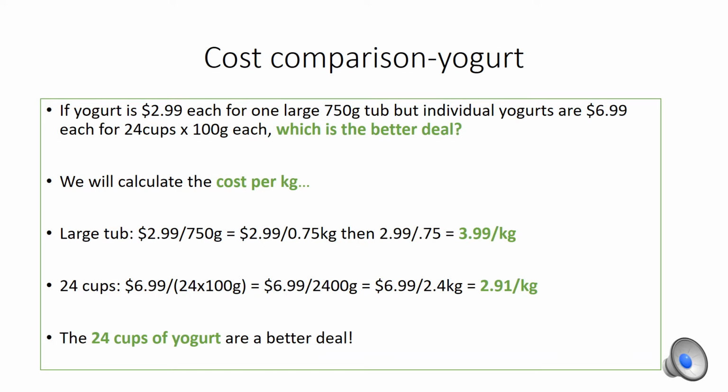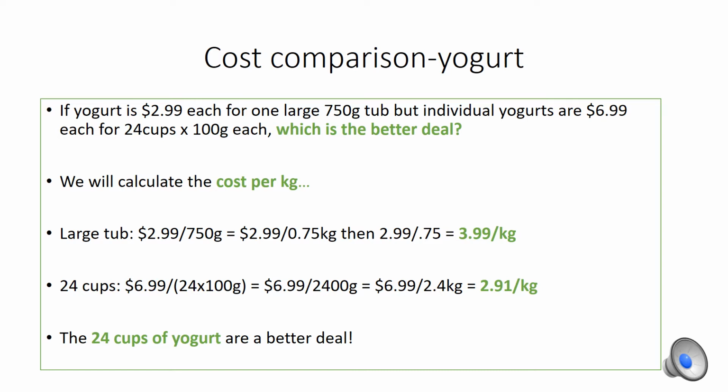Let's do another cost comparison, this time with yogurt. So if yogurt is $2.99 each for one large 750-gram tub, but individual yogurts are $6.99 each for 24 cups at 100 grams per cup, then which is the better deal? So again, we will calculate the cost per kilogram.